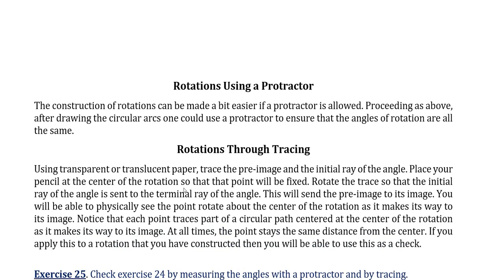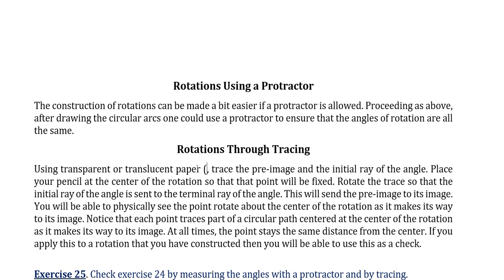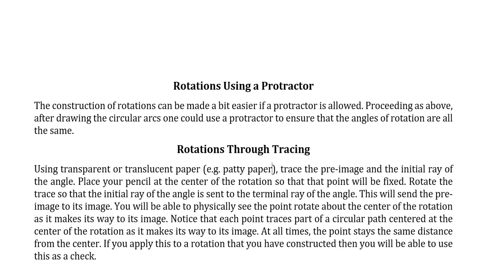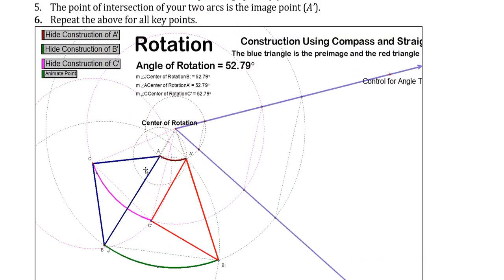We can also do this through tracing. Get some transparent or translucent paper, like for example, patty paper, and trace the pre-image. So what you do is, let's say you put the paper over this. It needs to be big enough to cover the triangle and the point and the angle really, or at least part of the angle here. Trace this on your paper.